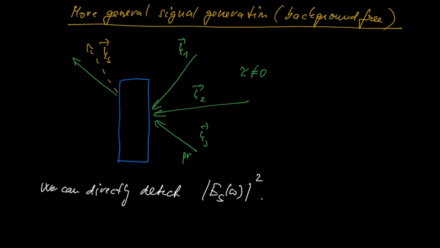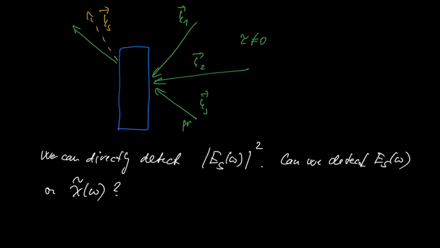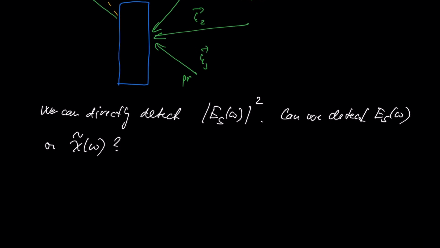But the question is, can we, like in the pump probe, detect the electric field in a linear way? So can we detect ES, not the square but the field itself, or for that matter the susceptibility chi, which actually should be exactly the same in this case, except for the spatial orientation of the signal. So how can this be done? It can be done definitely, but we have to add the so-called local oscillator.